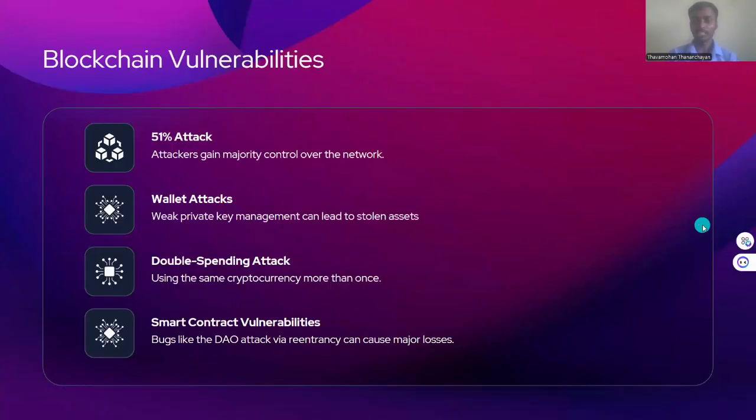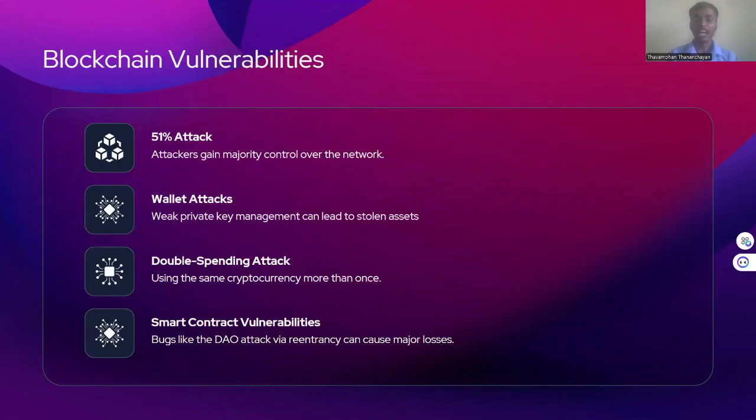Although blockchain offers powerful security advantages, it also has several critical vulnerabilities. The first major threat is the 51% attack. This happens when a malicious entity gains control of more than half of the network's computing power. When this happens, attackers can rewrite the blockchain transaction history, potentially reversing transactions and enabling double spending.